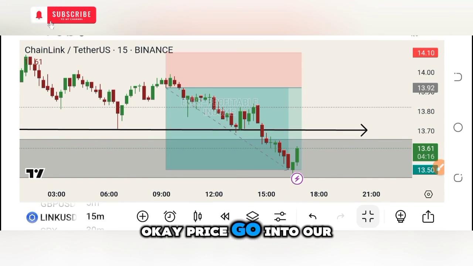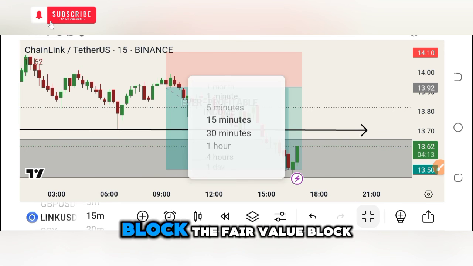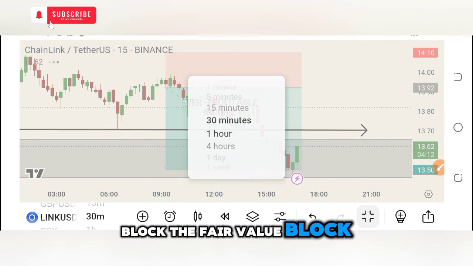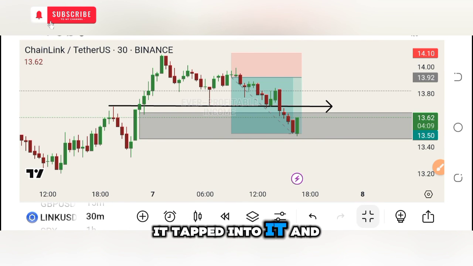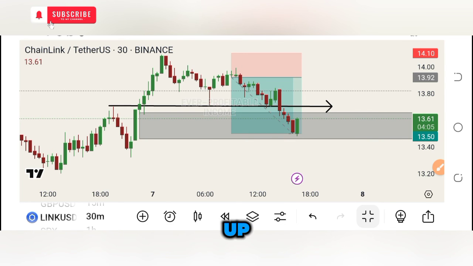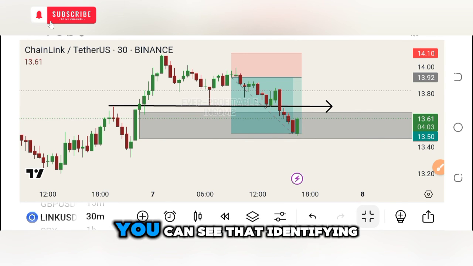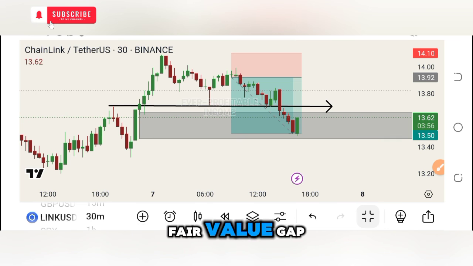Price got into our block, the fair value gap block. It tapped into it and boom, you can see it's going back up. So these are the things you do. You can see that identifying fair value gaps helps you to be profitable.